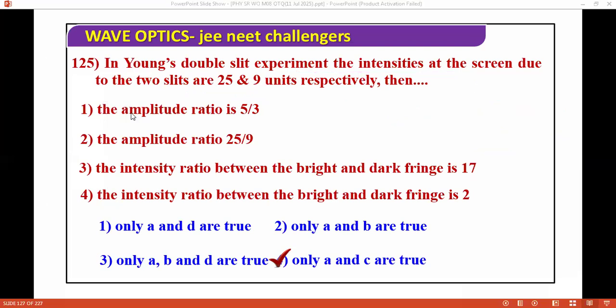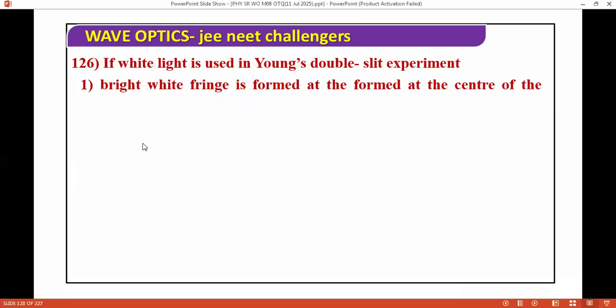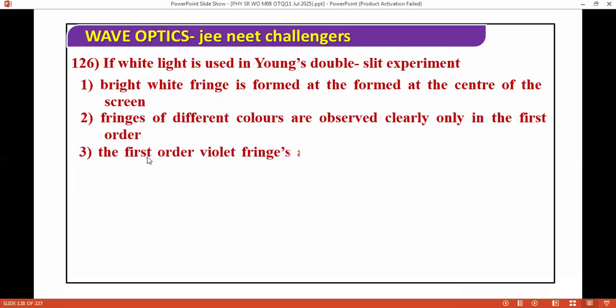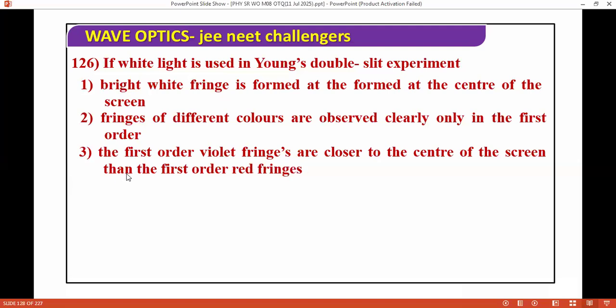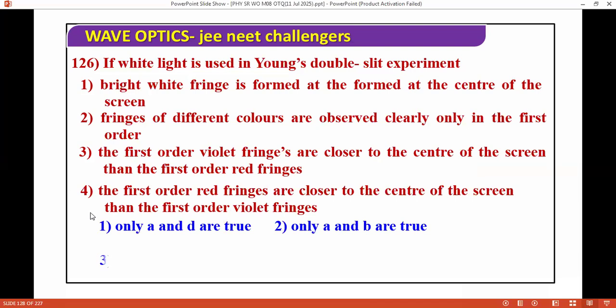So next question we have: if white light is used in Young's double slit experiment, a bright white fringe is formed at the center of the screen. Fringes of different colors are observed clearly only in the first order. The first order violet fringes are close to the center of the screen than the first order red fringes, and the first order red fringes are closer to the center of the screen than the first order violet fringes. So the correct answer for this question is A and B, A, B, and D. The correct answer is A, B, and D.